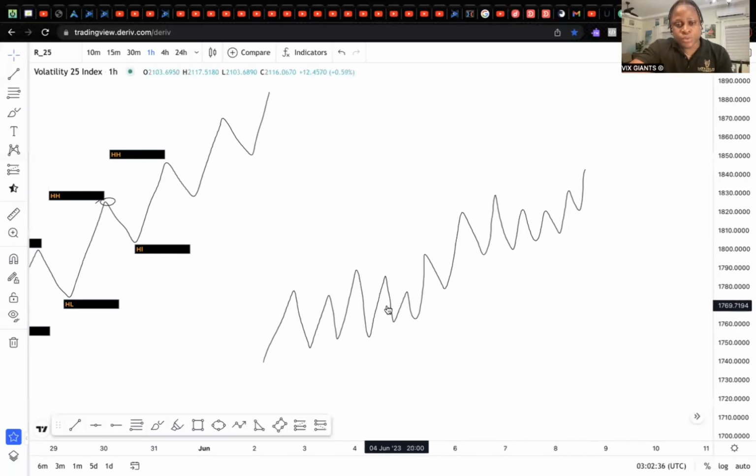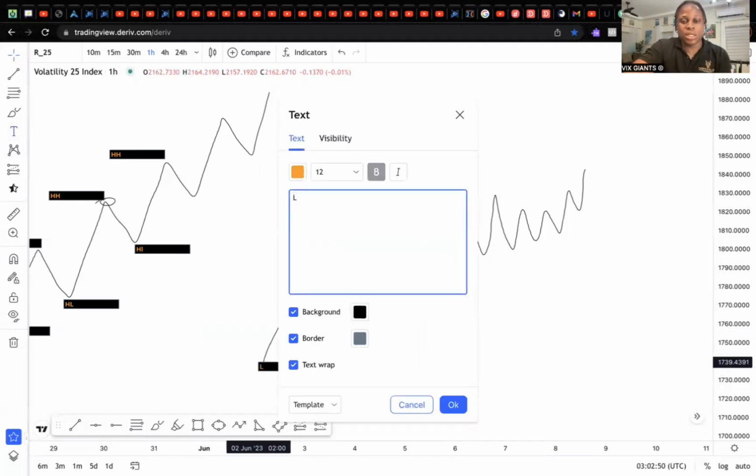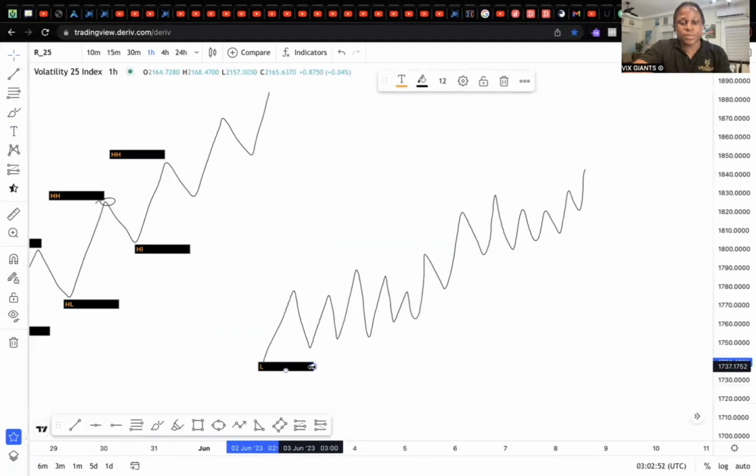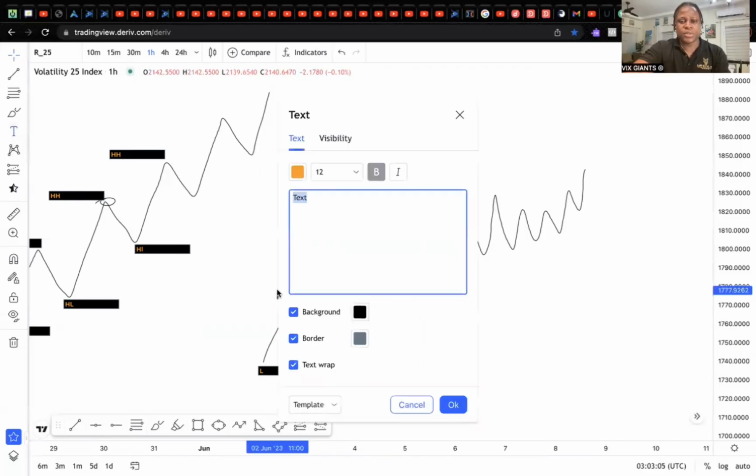So as we look right here, the trend pretty much starts here. So this would have been the low. We can go ahead and label that point as low, so we'll put L to represent the low point. After we create that low, the market pushed to this point, so that would have made this point a high. So we're going to put H to represent a high.